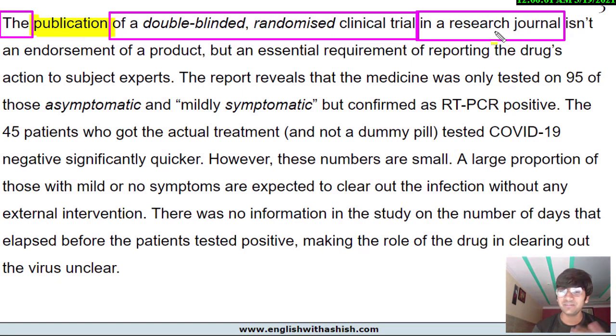So research is basically a noun, but you can use a noun as an adjective sometimes. Here research is working as an adjective because it's modifying a noun, which is journal. What kind of a journal? Research journal, right? In a research journal, prepositional phrase modifying the noun publication. The publication of a double-blinded randomized clinic trial in a research journal, right? Where? In a research journal.